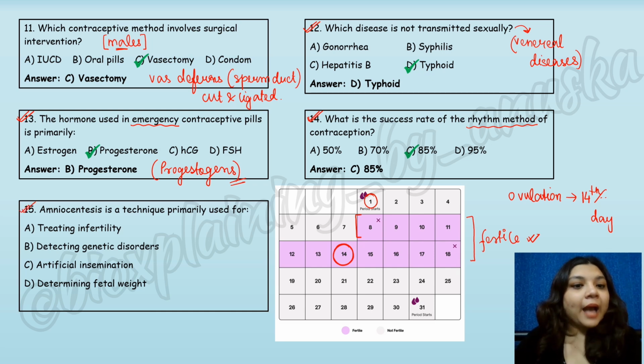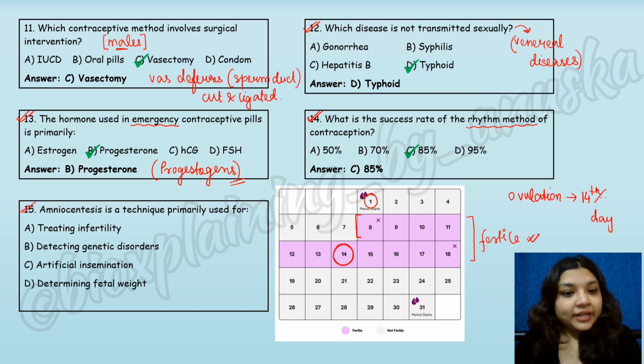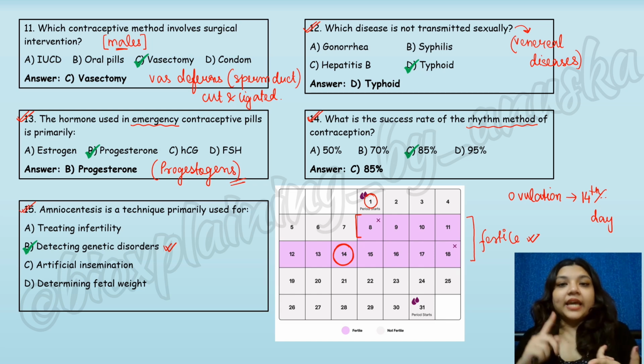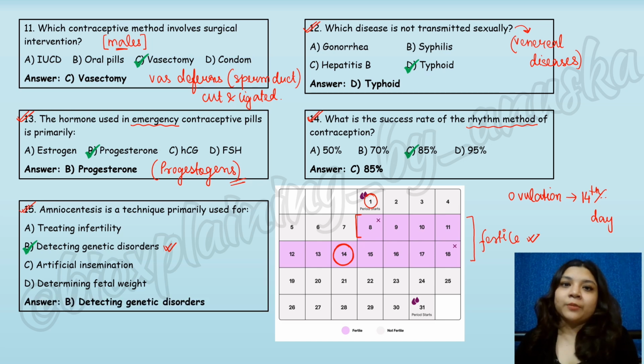Then 15. Amniocentesis is a technique primarily used for detecting genetic disorders, right? Another use of amniocentesis is that it can detect the gender or sex of the unborn child, but that use has been stopped in India. It is illegal to check the sex of an unborn child using amniocentesis. However, amniocentesis is the technique used for detecting genetic disorders. I hope it's clear. The next set of questions are as follows.